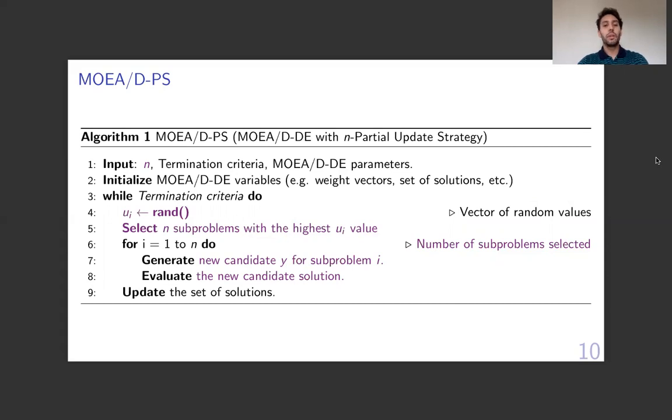In line 6, for each subproblem selected, we generate new candidate solutions and evaluate these new solutions. After we do that for all selected subproblems, we update the set of solutions. We highlight that even if a solution was not selected to change, it might be updated because of the characteristics of MOEA/D.